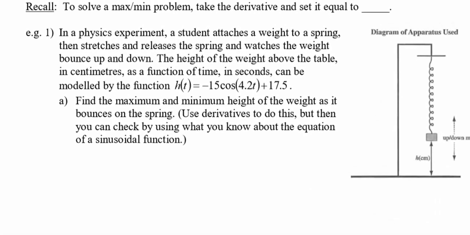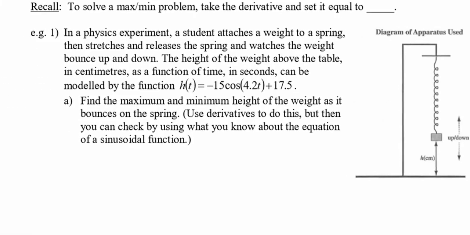In a physics experiment, a student attaches a weight to a spring, then stretches and releases the spring and watches the weight bounce up and down. The height of the weight above the table in centimeters as a function of time in seconds can be modeled by the function h of t is equal to negative 15 cos 4.2 t plus 17.5. Find the maximum and minimum height of the weight as it bounces on the spring. So use derivatives to do this, but then you can check using what we know about sinusoidal functions.